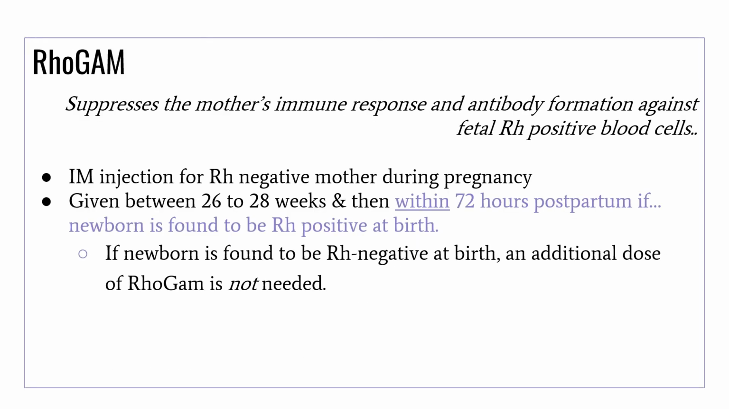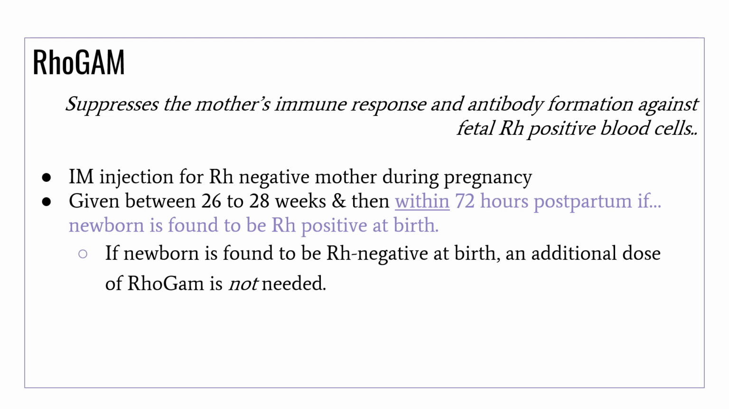RhoGAM is a blood product. It's an IM injection that suppresses the mother's immune response and antibody formation against fetal Rh positive blood cells. It's important to know that RhoGAM needs to be given within 72 hours postpartum. Again, within 72 hours postpartum.